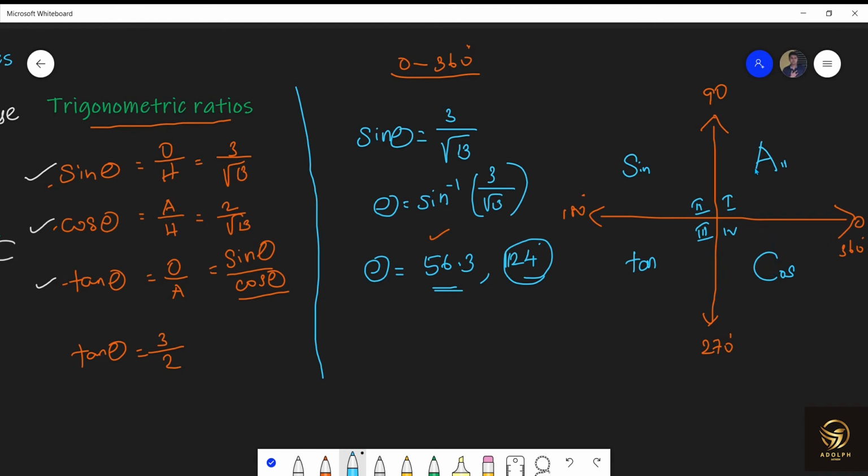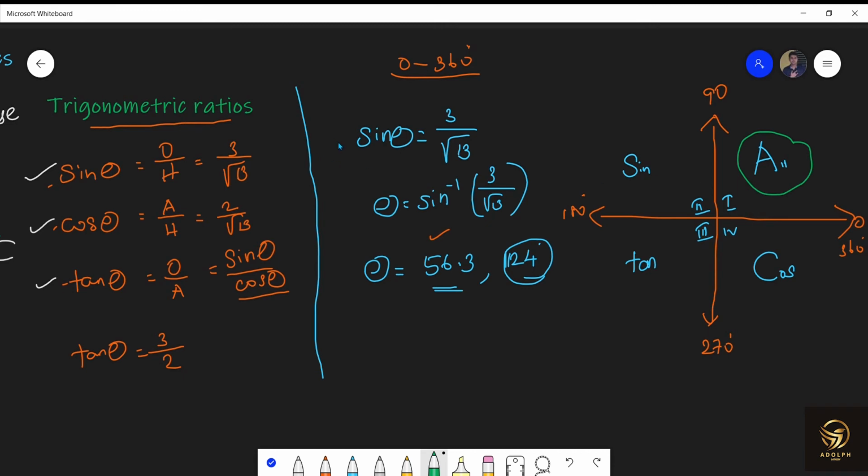So when you calculate the angle value, the calculator always gives the "All" value, which means the first quadrant value only. It won't give the second, third, or fourth quadrant. It gives only that positive value, which we have to consider as an answer. But still, how do we get that other value?